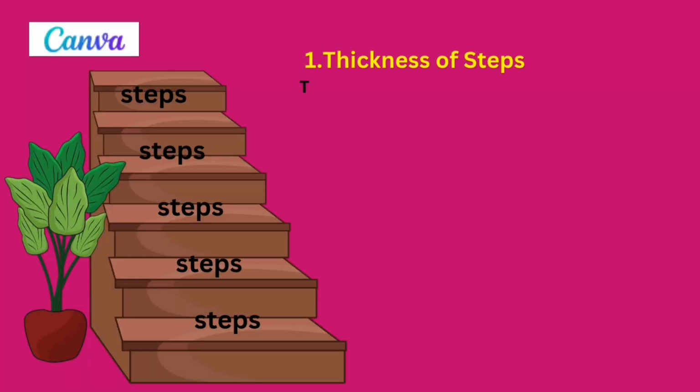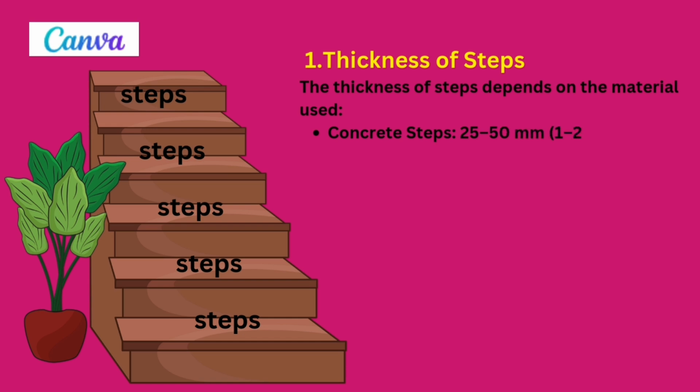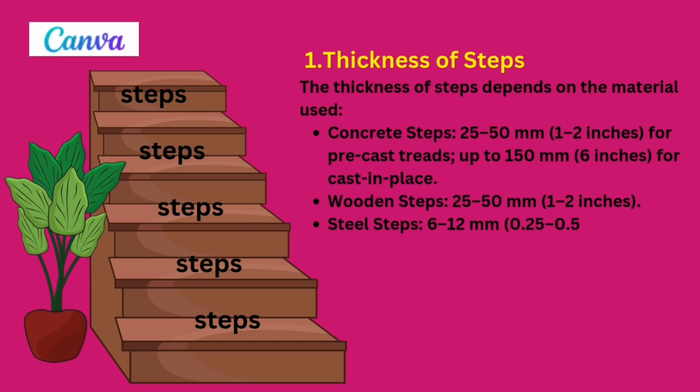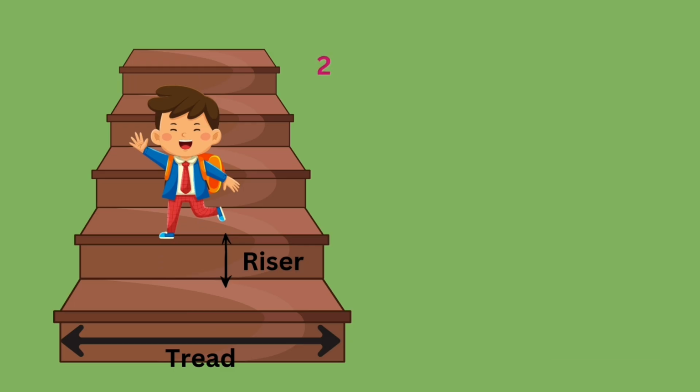Number one, thickness of steps. The thickness of steps depends on the material used. Concrete steps: 25 to 50 mm, that is 1 to 2 inches for precast treads, up to 150 mm, that is 6 inches for cast in place. Wooden steps: 25 to 50 mm, that is 1 to 2 inches. Steel steps: 6 to 12 mm, that is 0.25 to 0.5 inches, typically with anti-slip finishes.